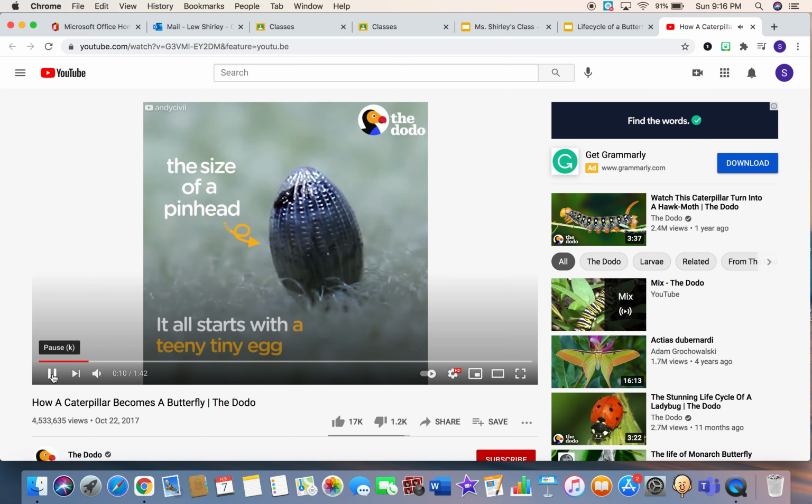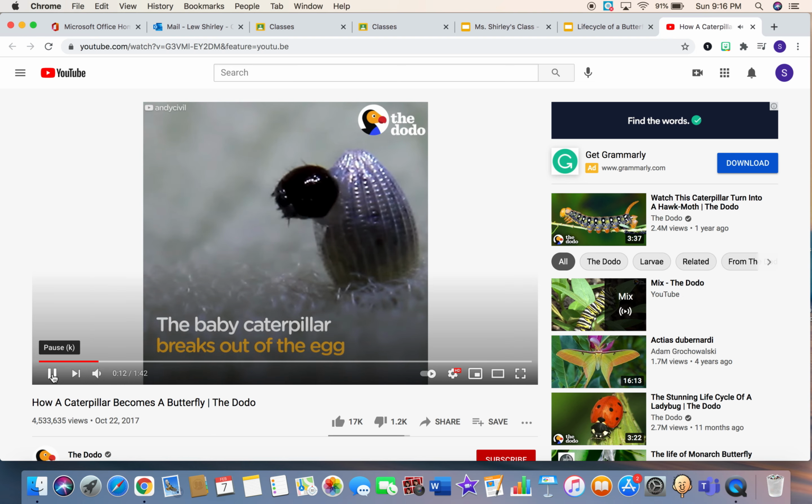It all starts with this teeny tiny egg the size of a pinhead. The baby caterpillar breaks out of the egg. So this is stage 1, the egg stage.